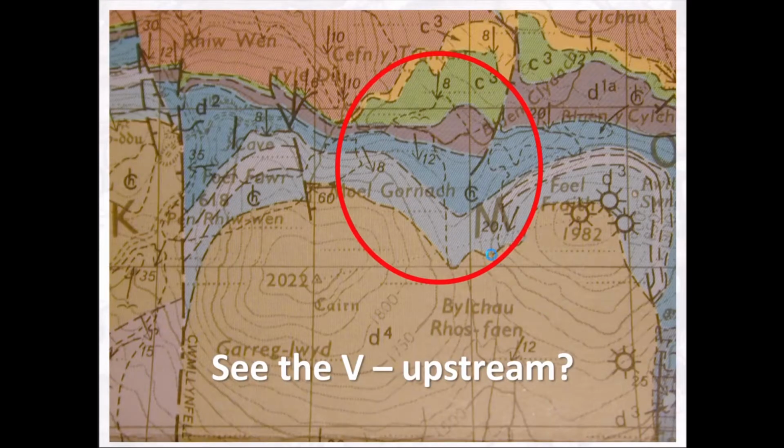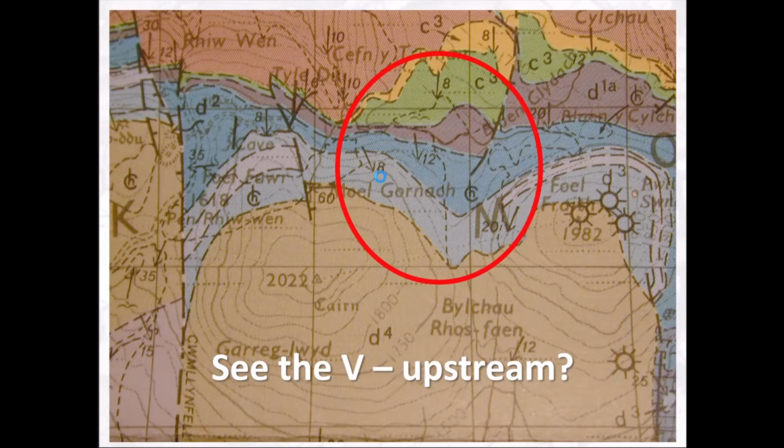Now if we go back to our map of Brecon, you can see that we've got these two mountains. If you follow the light brown outlines of the ground contours, can you see that they V in this direction? And you can see that the dashed lines of the geological contacts, which I'm following now, they too V in the same direction.